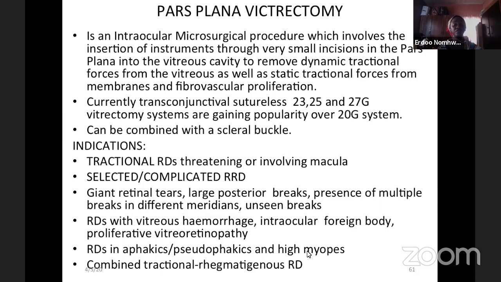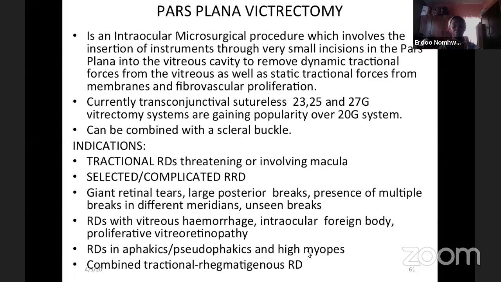Then for pars plana vitrectomy, which is what is commonly used now because most surgeons are becoming more competent, it's said to be an intraocular microsurgical procedure that involves inserting instruments through very small incisions in the pars plana into the vitreous to remove dynamic tractional forces from the vitreous, as well as static tractional forces from membranes and fibrovascular proliferation. Currently, you have the 23G, 25G and 27G systems gaining popularity over the old 20G.